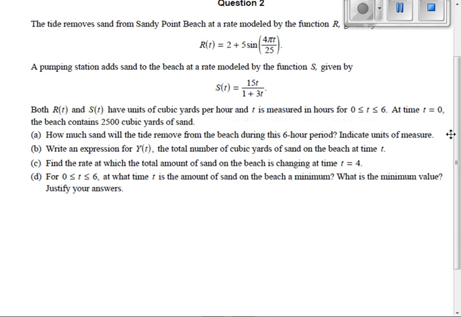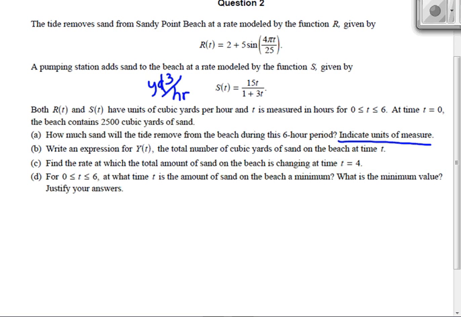Now, the units are cubic yards per hour. When they give me the units like that, I'm thinking maybe they're going to ask me for units. Yes, they do. Indicate units of measure. And t is measured in time from 0 to 6, which is hours. They don't really say that, but it is. Okay. A, how much sand will the tide remove from the beach during the 6-hour period? What do you have to do? You have to integrate. Remember, you were looking for total. Now, you guys, can you see this now? This is a calculator problem. You will integrate which one?